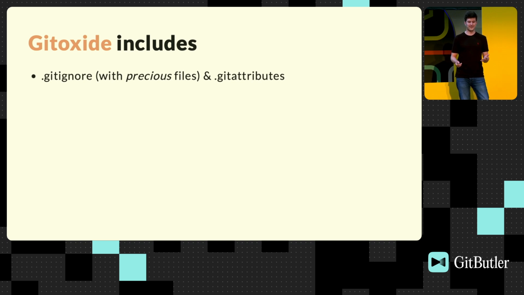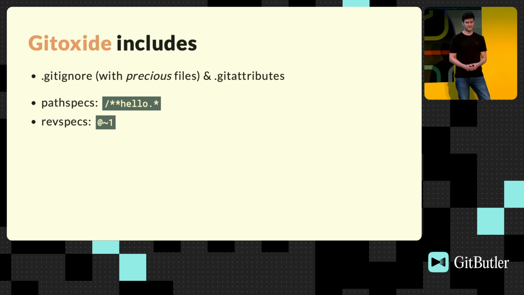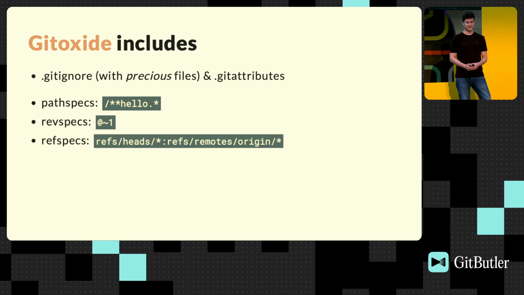Precious files in git ignore are also supported. And if you don't know that, that's cool, because it doesn't exist yet. Just a technical document implemented by Elijah. Thank you for that. Based on this, I could implement it in Gitoxide and use it for a Gitoxide tool that helps me to clean my own repository without killing precious files each and every time. So that's that. Nice. Then there's path spec support and rev specs and ref specs.